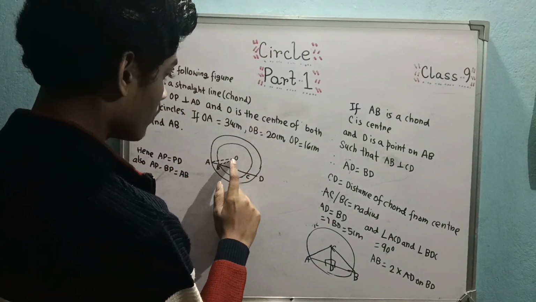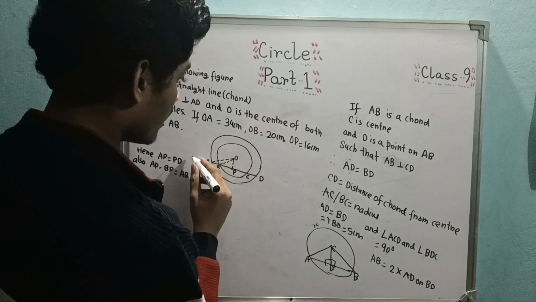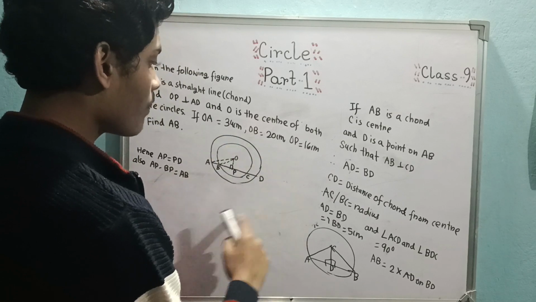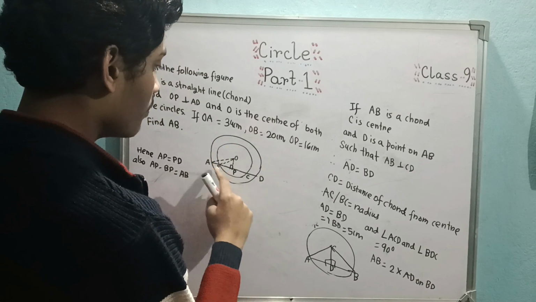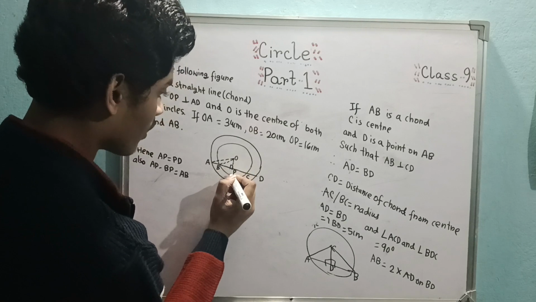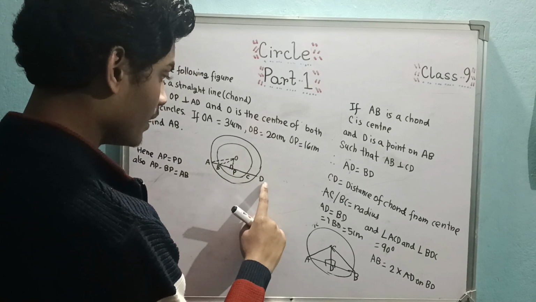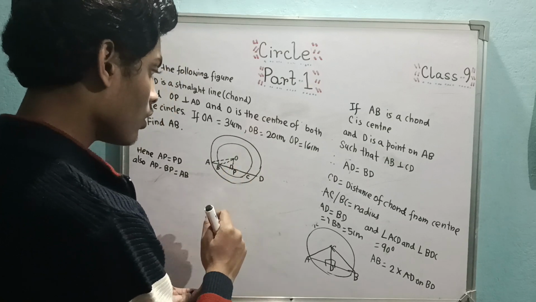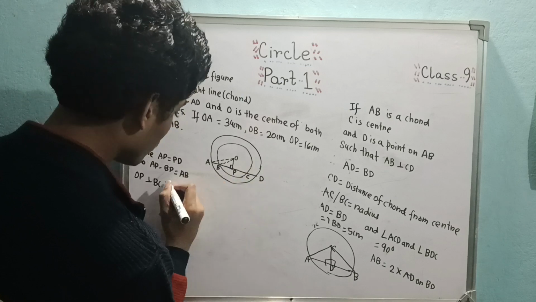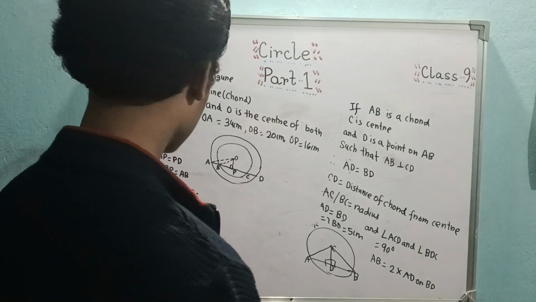So this one, OAP is a right angle triangle, right? Because OP is perpendicular to AD, APO is a right angle. Similarly, as O is the center of both these circles, BPO is also a right angle. And from here you can observe that OP is perpendicular to BC as well. As OP is perpendicular to AD, OP is also perpendicular to BC. From the figure only you can understand OP perpendicular to BC. Therefore, BP equals PC. You get that? Okay.